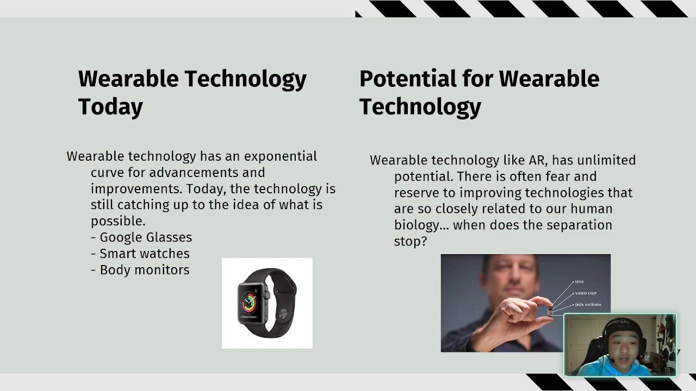There's often fear and reservation about improving technologies that are so closely related to our human biology. So when does that separation really stop? We have the idea of chips being inserted into the human body, which has been a very prevalent idea as technology continues to advance. In replacement of, let's say, an ID to get you through airport security, you could scan your chip that's located in your arm. You'd never lose it, right? But like I said, when is that separation between technology and our human bodies? Where do we draw that line? So yeah.